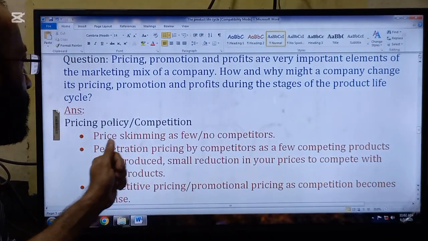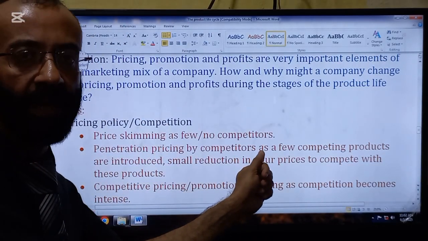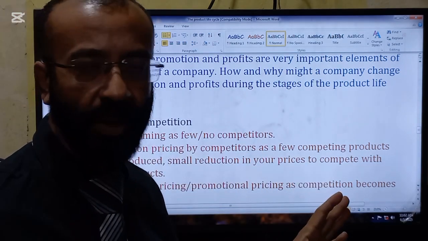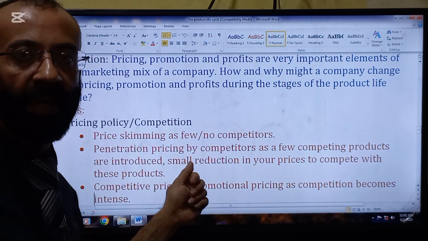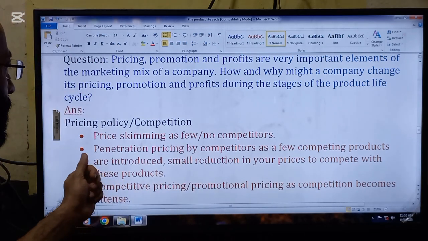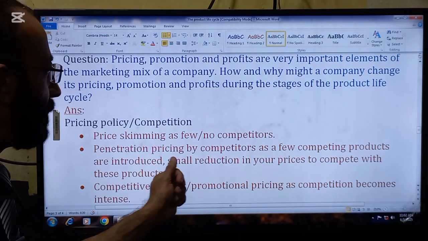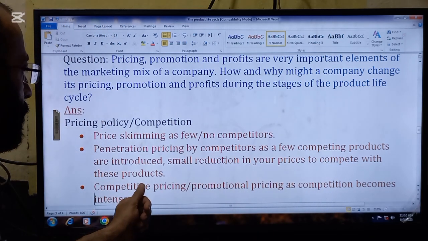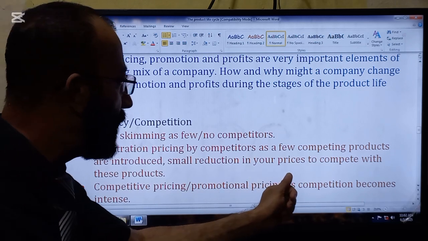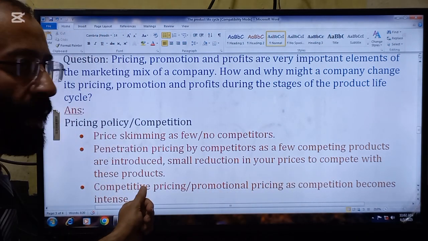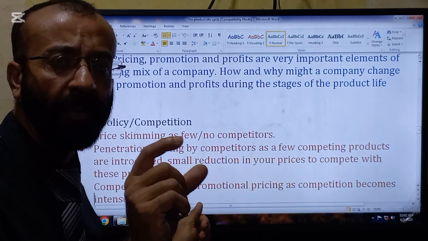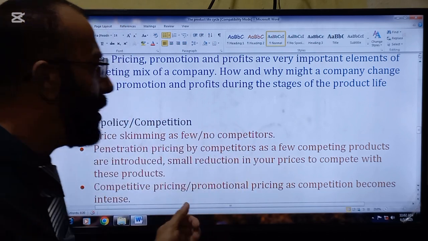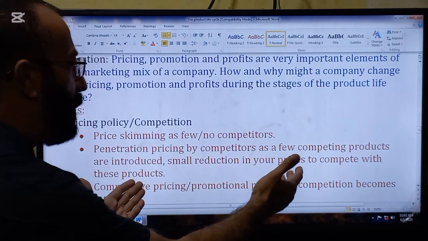So look now, price skimming, as few or no competitors, because in the very beginning the product is the only one, there is no competitor in the market, so a price skimming policy is applied. Then penetration pricing by competitors, as a few competing products are introduced, a small reduction in your prices to compete with these products. So after some time, few competitors will come into the market, so you will reduce your price a very little. So this is the next stage of the pricing.